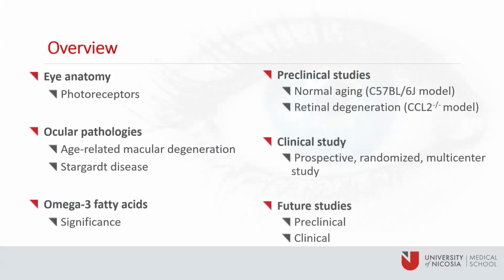The emphasis will be given to two different models. The first model will be the Black 6 animal model, which relates to normal aging. And the next one relates to retinal degeneration. So we used here a knockout model that mimics the presentation of AMD in humans.